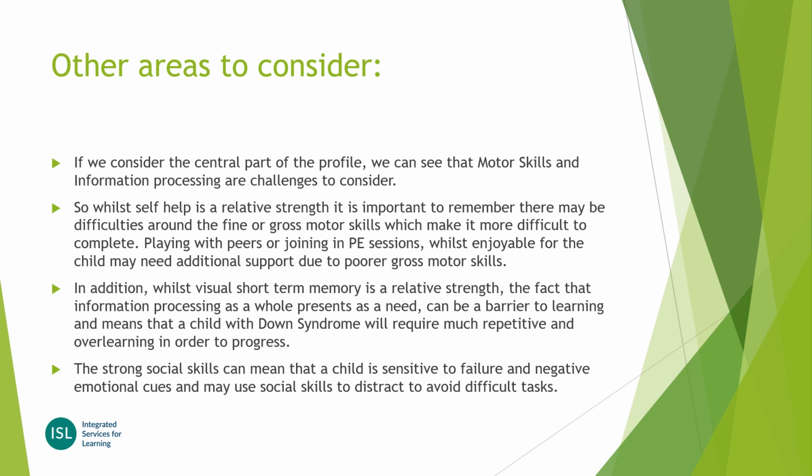In addition, whilst visual short-term memory is a relative strength, the fact that information processing as a whole presents as a need can be a barrier to learning, which means that a child with Down syndrome requires much repetition and overlearning in order to progress. The strong social skills can mean that a child is sensitive to failure and negative emotional cues and may use social skills to distract to avoid difficult tasks.